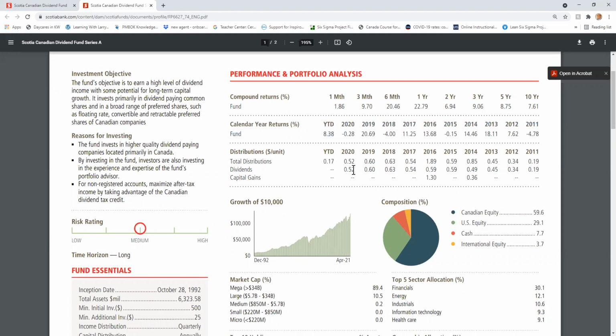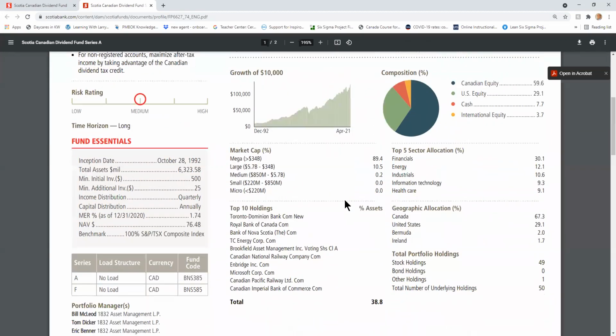Obviously, the market went down, and this one also went down, and it did go up before December, but it still wasn't back up where it was. So in 2020, Corona affected it because it affected all the companies' shares, as you probably know. As you can see here, it is invested in stocks of TD Bank, Royal Bank, Scotiabank, Energy Company, Brookfield Asset Management, National Bank, Enbridge, Microsoft, Pacific Railway, and CIBC.